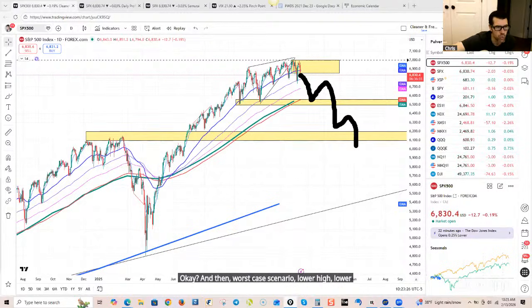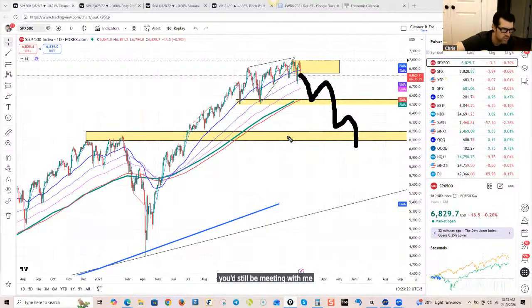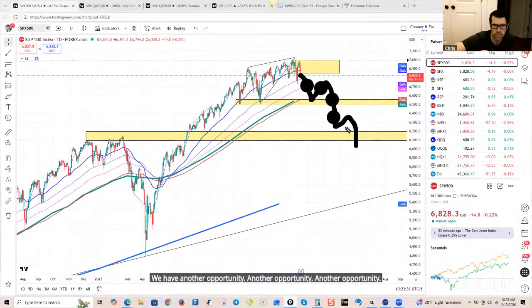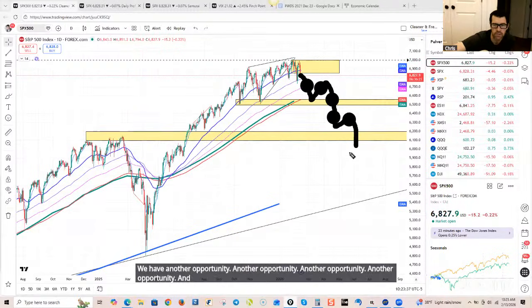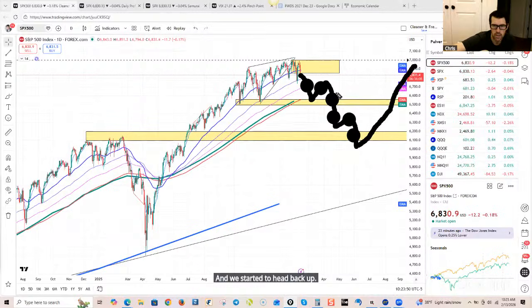Now, each week we participate, you'd still be meeting with me on Mondays or next week on Tuesday. We'll still look at a trade. We have another opportunity, another opportunity, and we just keep participating. Even if the market's falling, we still participate. Now, if this market is done with this correction and we start to head back up, we're still going to participate week after week.